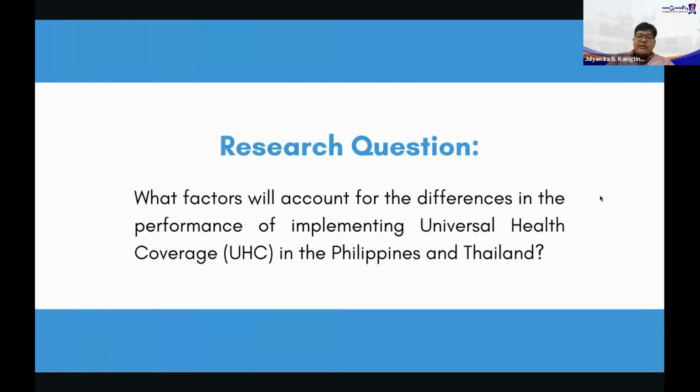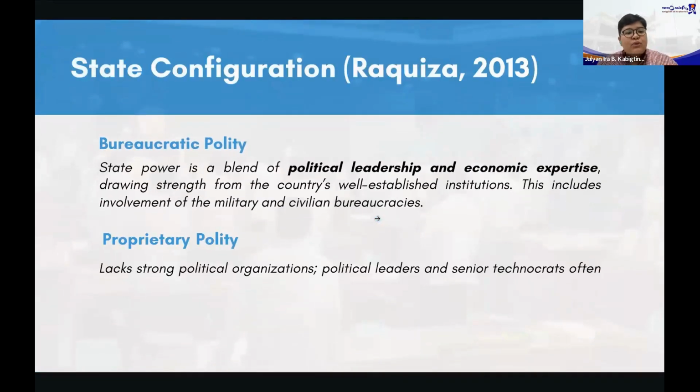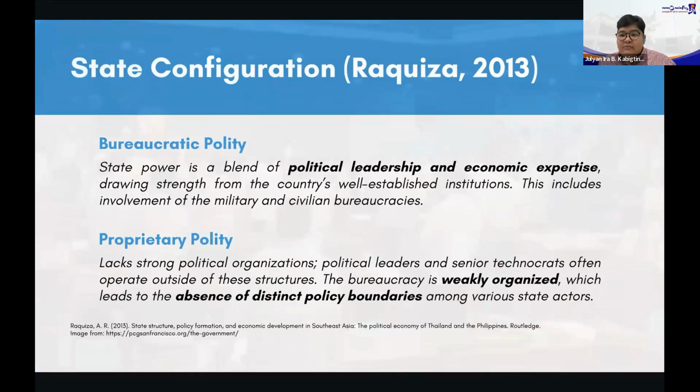So, in this, I go to my research question. What factors will account for the difference in the performance of implementing universal health coverage in the Philippines and Thailand? I've tried to locate various sources that could explain this phenomenon.